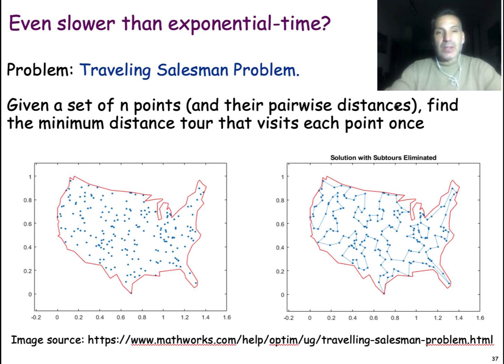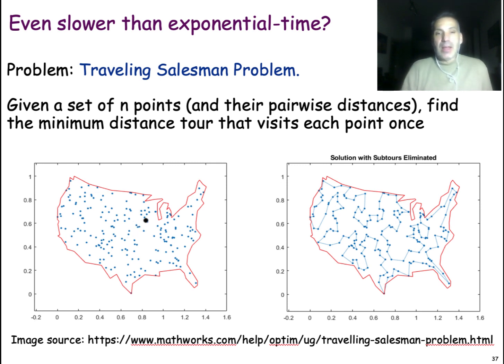So consider the traveling salesman problem. What happens here is that we're given n points, think of them as n cities in a map, and we're also given the distances between any pair of these points. And we need to construct a minimum distance tour that visits every point exactly once.